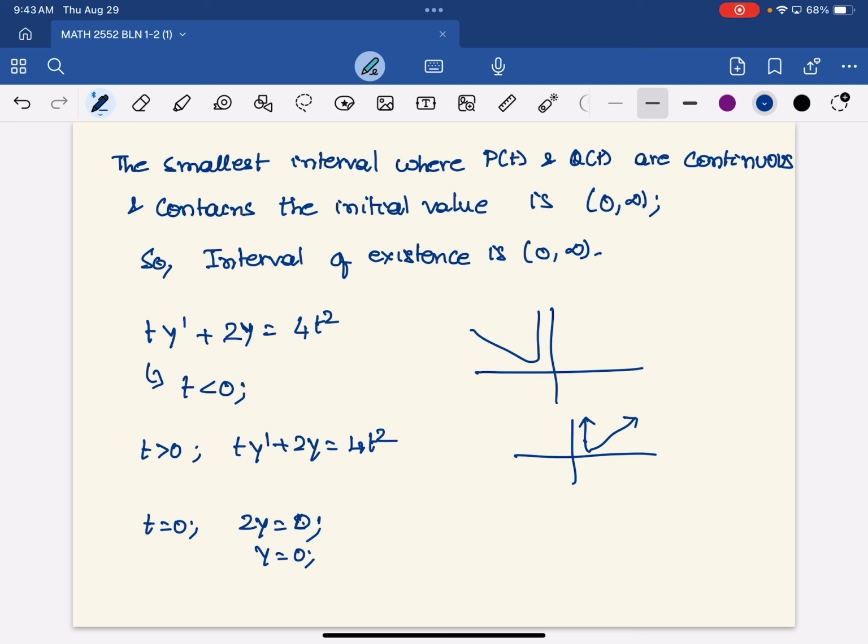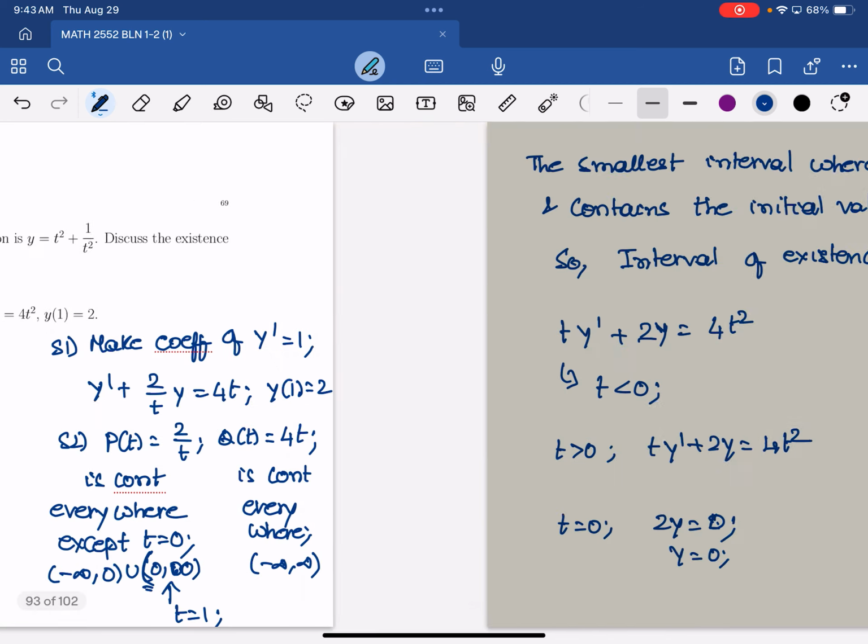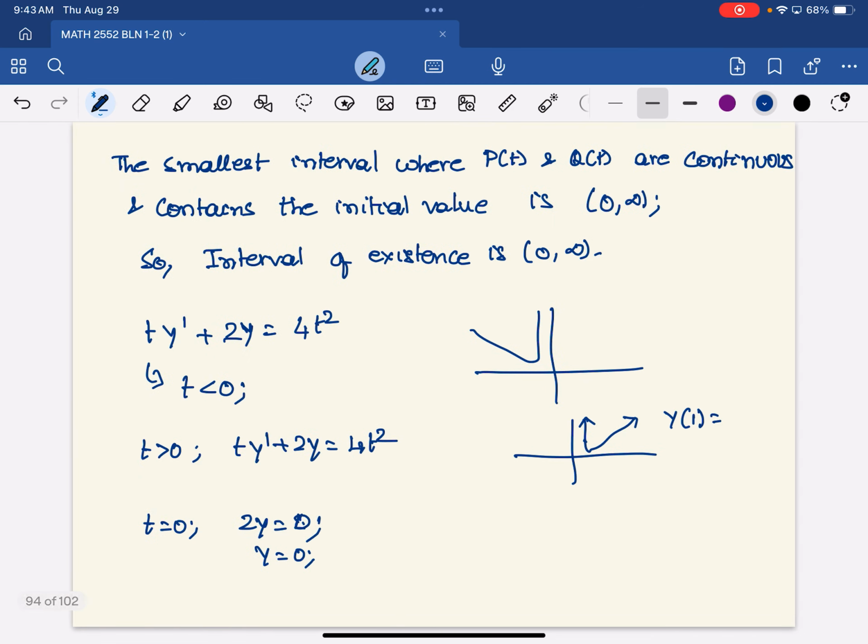So if I'm picking my initial value, this one has y of 1 equals 2. I'm telling you I want a solution for the differential equation passing through y of 1 equals 2. Then in that scenario, this is my solution. So the p of t in the intervals of continuity is pretty much telling me that if my initial value is with 1 and 2, I should go with that interval, not the other one. Make sense? Yeah.